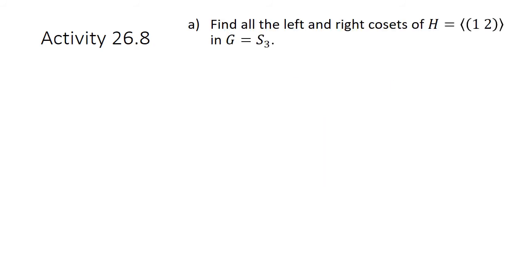Okay, so let's go over part A here. Find all of the left and right cosets of this subgroup H, which is the cyclic group generated by the cycle (1 2), in G equals S3.